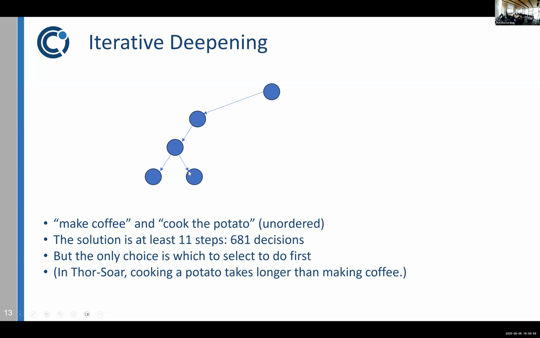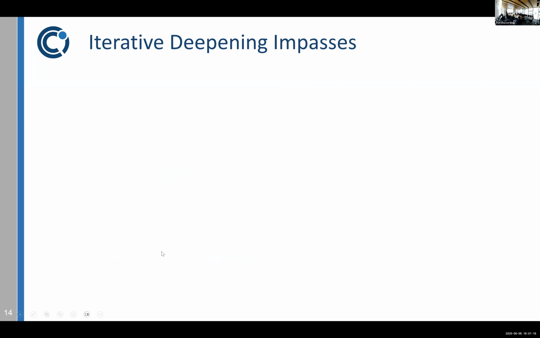And it turns out if we do it this way, it takes 681 decisions because we're going one depth, two depth, three depth. But the only choice is which one to do first, because once we decide to make coffee, we know how to make coffee. And once we know how to cook a potato, we've got to cook a potato. So guess what? We are doing a new kind of algorithm, iterative deepening impasses. So we iteratively deepen based on when we hit impasses.